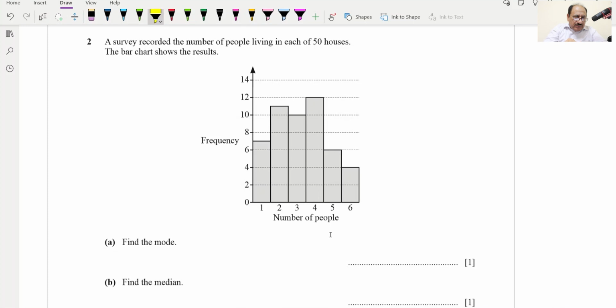Question number 2 says a survey recorded the number of people living in each of 50 houses. The bar chart shows the result. A part is find the mode, the most occurring. If we check the values, 4 is most repeating, for 12, so our answer will be 4. Then B part, find the median, which will be the middle value.